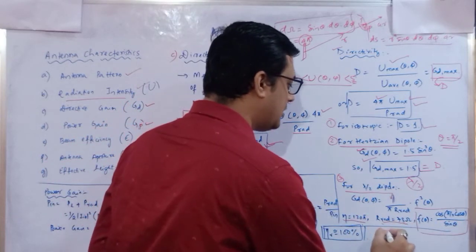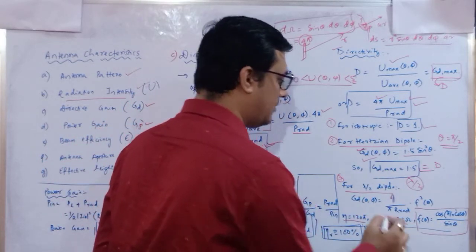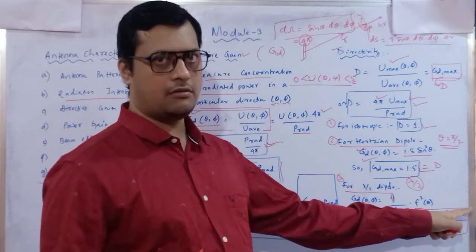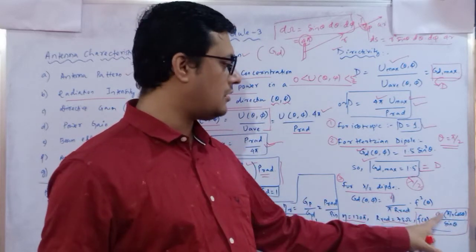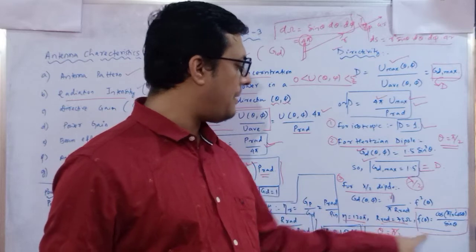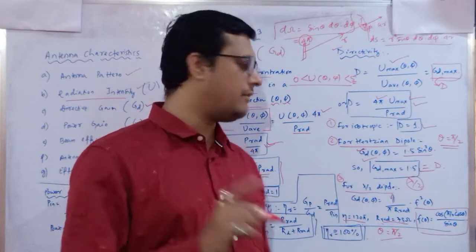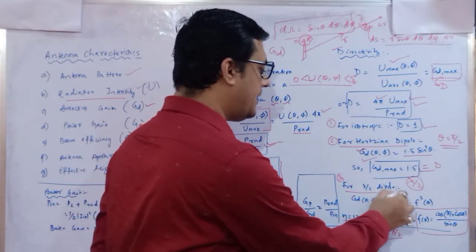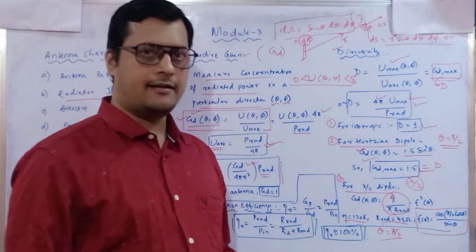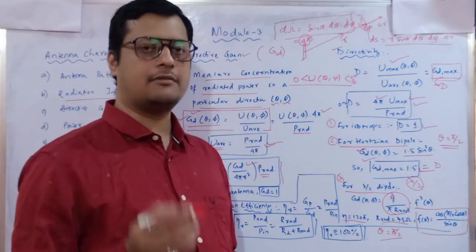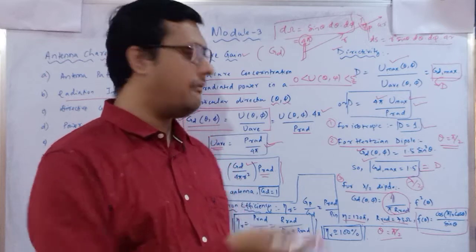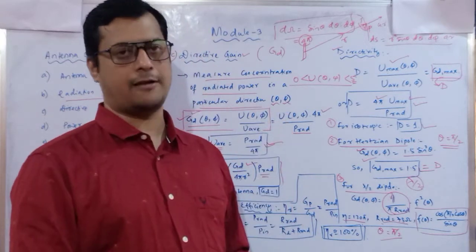If I put theta equals pi by 2, then cos pi by 2 is 0, so 0 into something is 0. So cos of 0 is 1, and sin of pi by 2 is 1. So the maximum value will be eta divided by pi R rad, where R rad is the radiation resistance, which will become the directivity of this half wave dipole antenna.